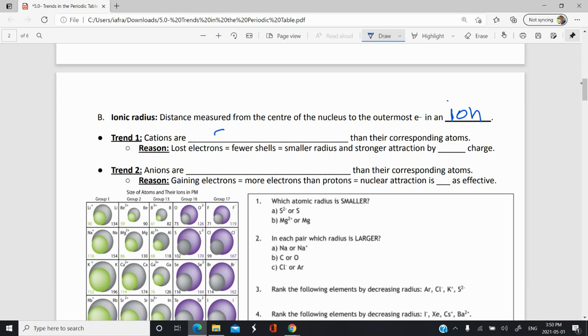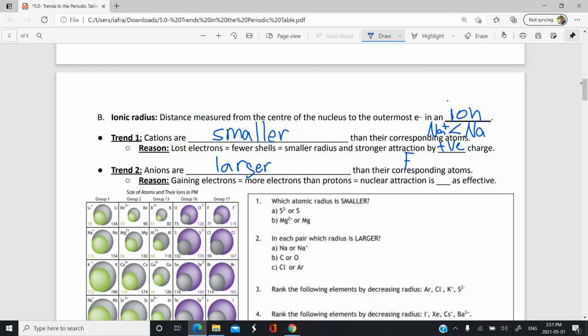Cations will generally be smaller than their corresponding atoms from which they're made. So for example, Na+ will have a smaller radius than Na because you lose electrons, you lose a shell, and as a result, you have a smaller radius because you have a stronger attraction by the positive charge pulling those outer electrons. Anions are generally larger than their corresponding atoms.